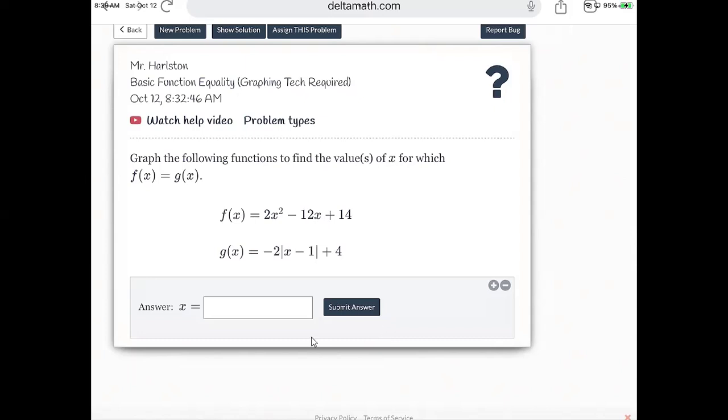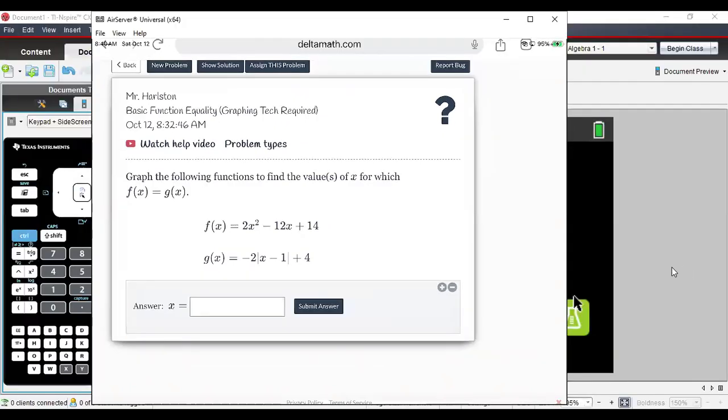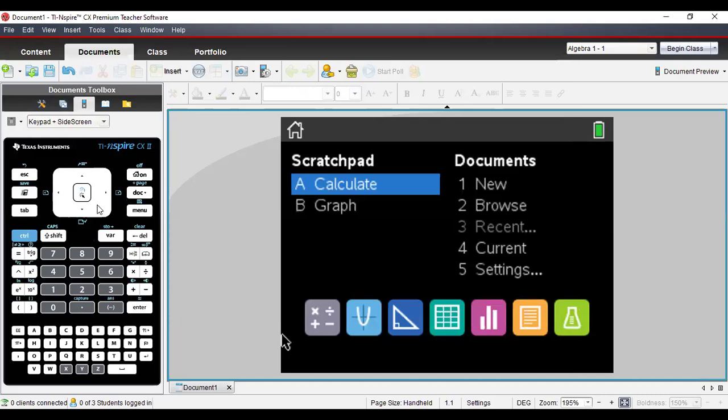First thing I'm going to do is I need to go and grab the calculator. So let me do this. I need the calculator. So here. Now I'm going to enter those functions.